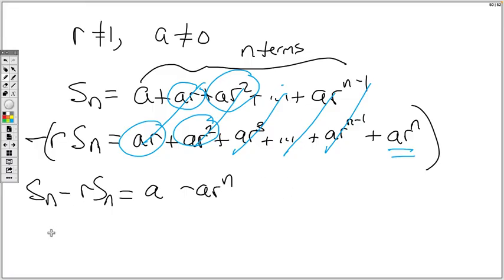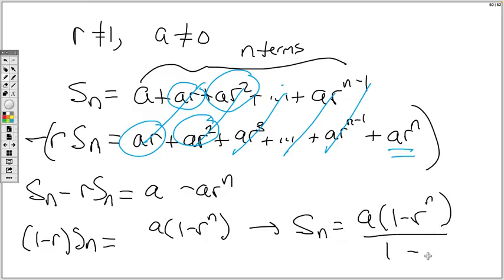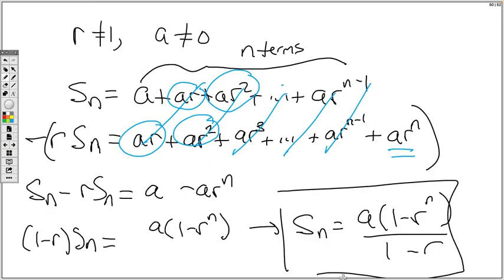Okay. So now it's just a matter of factoring. I'm going to factor out the S sub n. Factor out the a. S sub n equals a times 1 minus r to the n over 1 minus r. So that's the formula. The term itself is 1 power less than that, but when you add them up, these things match. Okay, those exponents match. So that's where it comes from. It comes from a little algebraic manipulation.